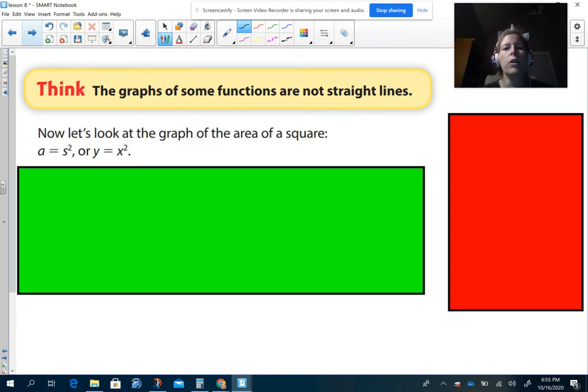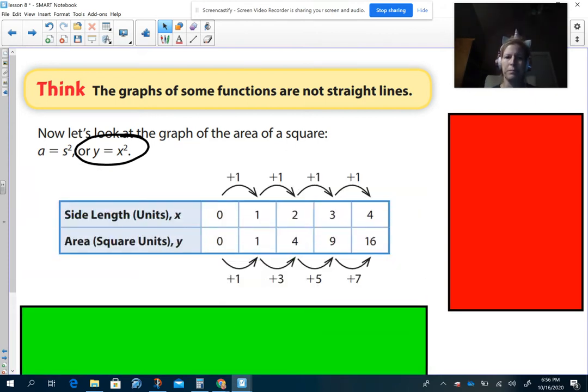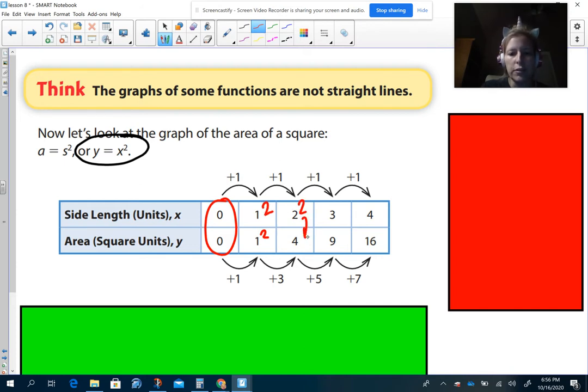Okay, what if we did area? What's different about this equation? y equals x squared, area. What's different about it? Yeah, there's an exponent there. Why don't we investigate this table, shall we? So initial value, still the same as perimeter. But let's see. 1 squared is 1. 2 squared is 4. 3 squared is 9. 4 squared is 16, right?